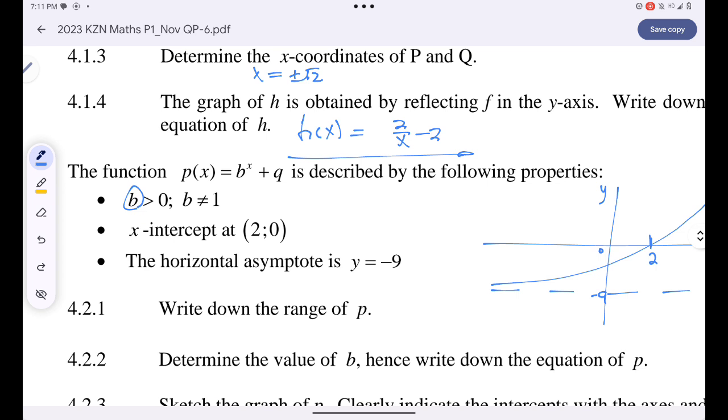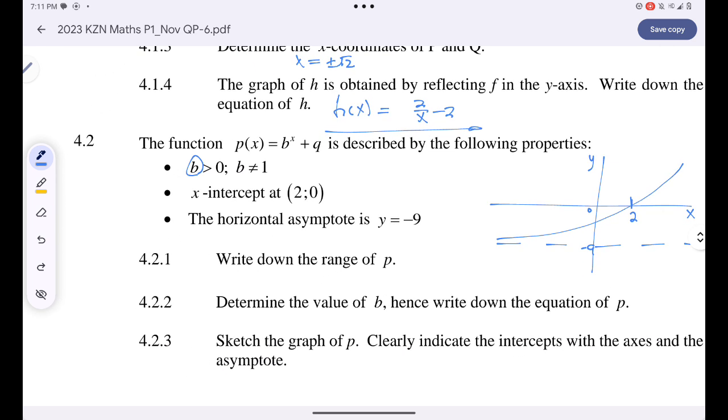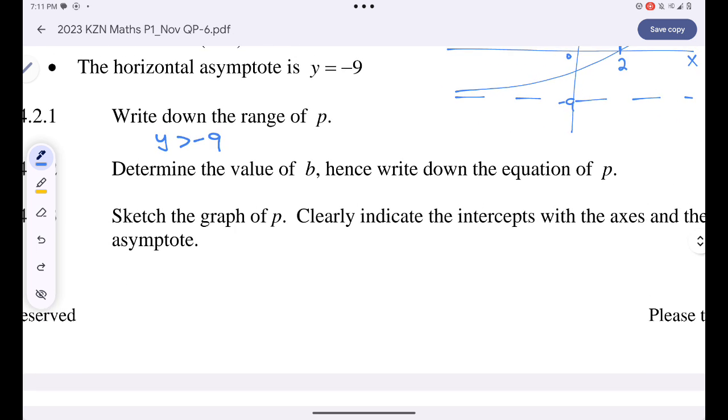So firstly, they want me to find the range of p of x. Please guys, since our graph is above the horizontal asymptote, this is just simple. y will always be greater than the value of q, all the time. Are you together? So I'll simply say y is greater than negative 9, and then now I'm supposed to determine the value of b, and hence write down the equation of p.